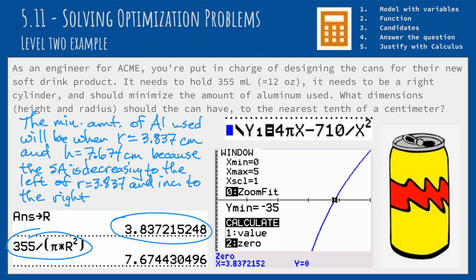So when we're doing these optimization problems, do not just plug the function that we're trying to optimize into your calculator and use your calculator to find a maximum or minimum, because that will not get you credit from me, and it will also not get you credit on the AP test.